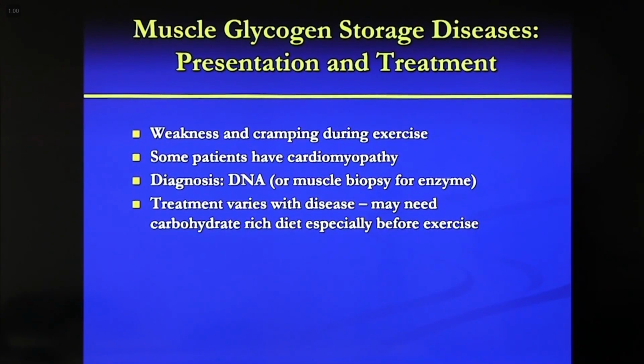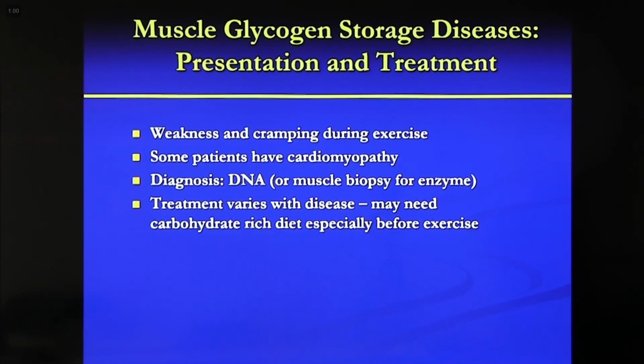So we talked about the hepatic forms. Now, there are other forms of glycogen storage disease. There are muscle forms. Why are there muscle forms? Because the muscle can't wait for the liver to send it glucose. The muscle has to generate glucose on its own, because when you're running away or doing your Peloton, you need to have energy right away.